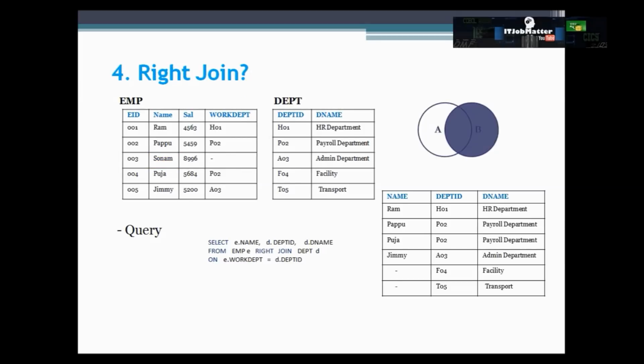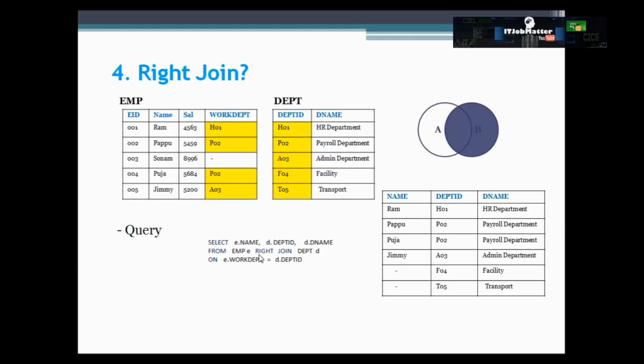Next we have a right join. In this join operation, we try to join table A and table B in such a way that it returns all the rows from the right side table, which is table B, with the matching rows in the left side table, which is table A. And this is the pictorial representation of right join. And this is the SQL query for right join operation.